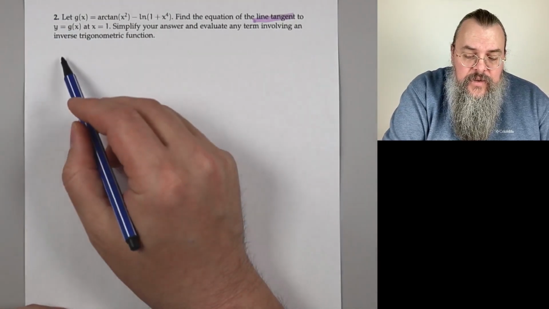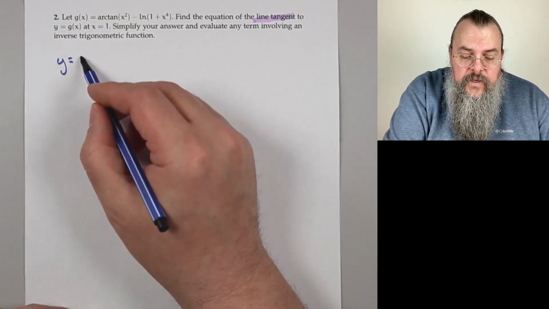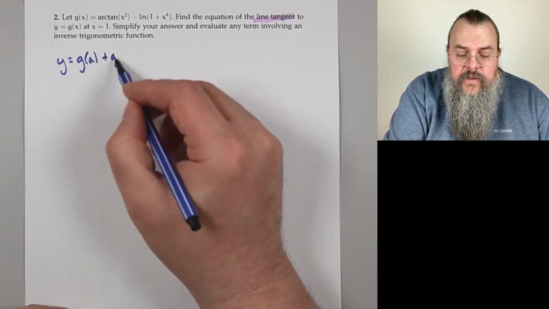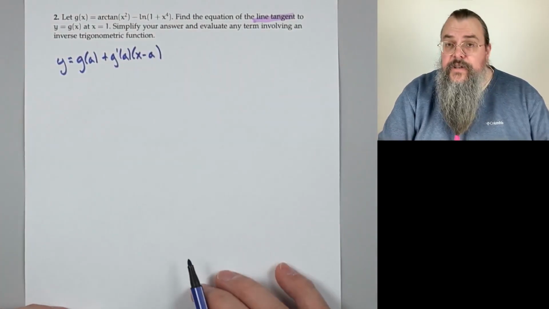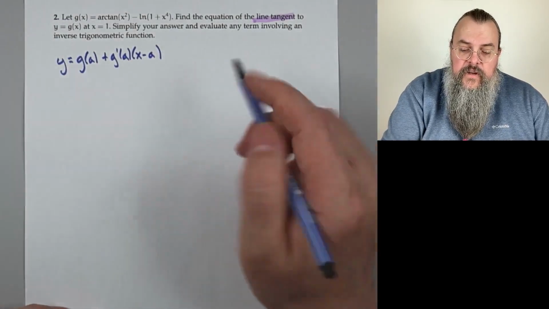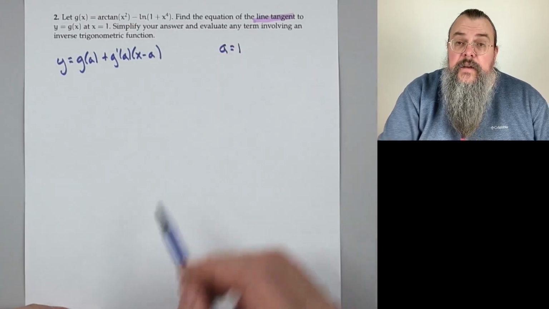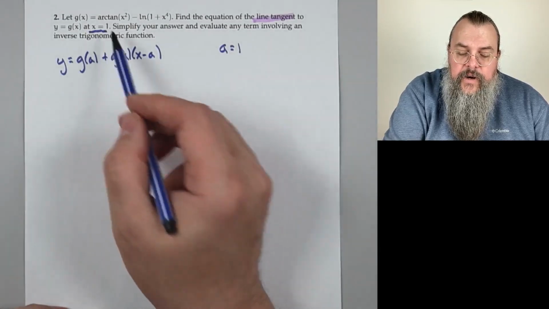So in particular, we say, all right, we have y is equal to, in this case, the function is g of a plus g prime of a times x minus a. That's the tangent line. We just have to start filling in our various pieces. Now we have a few things. We know that a is equal to 1. You might say, well, how do we know that? Well, because it tells us where our tangent is happening.